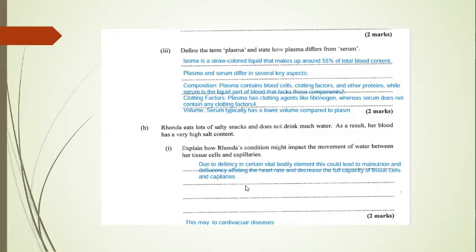And the capillaries that usually process blood and all these things, the whole process will be basically degenerated. Cardiovascular issues and diseases may occur due to this.